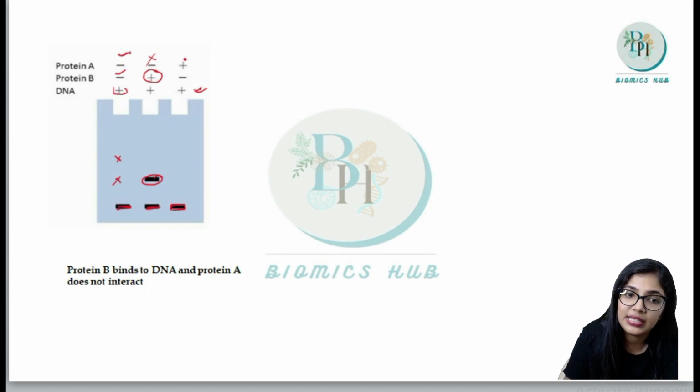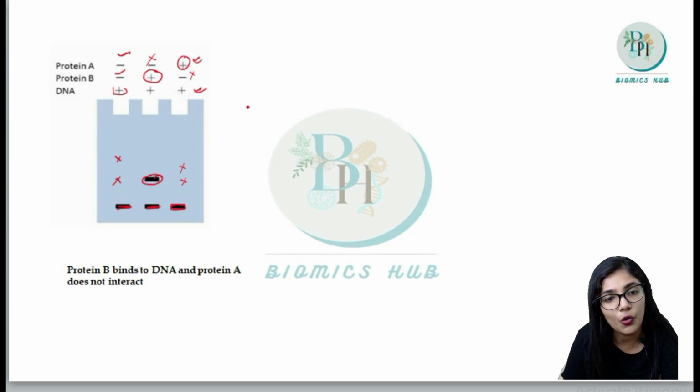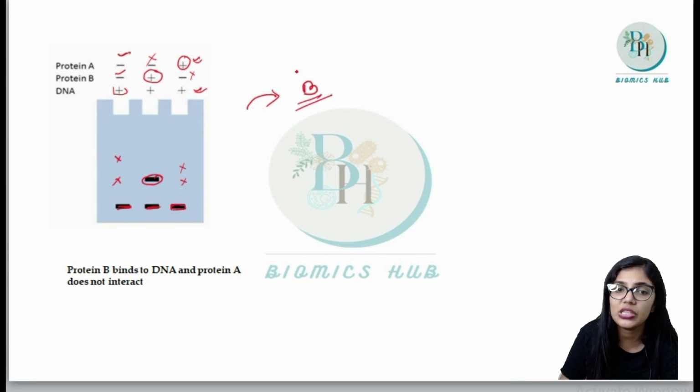In the third well, we can see that protein A is provided but protein B is not, and here we cannot see any band shifting, because the protein A which we have provided is not interacting with the DNA. So from here we can conclude that only protein B is interacting with the DNA and protein A is not interacting with the DNA.